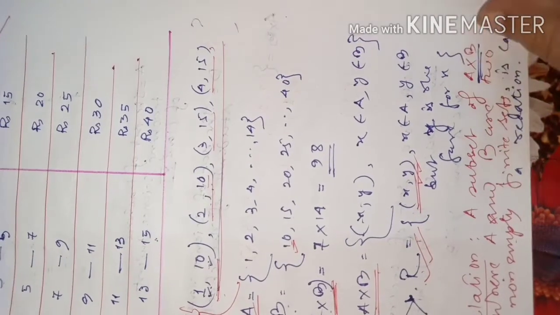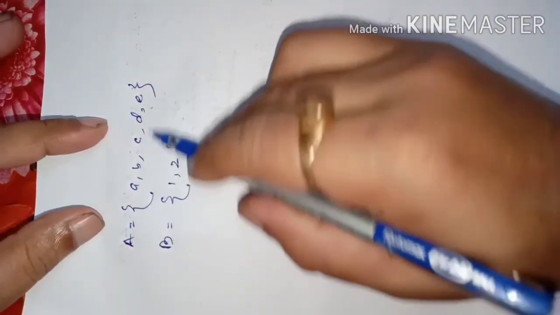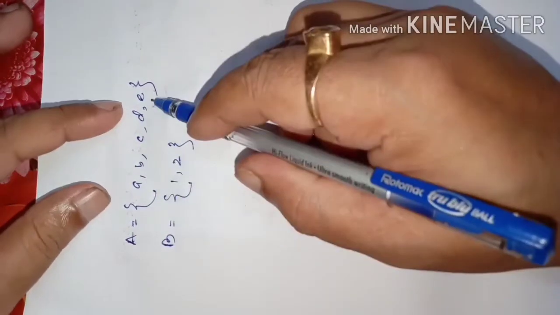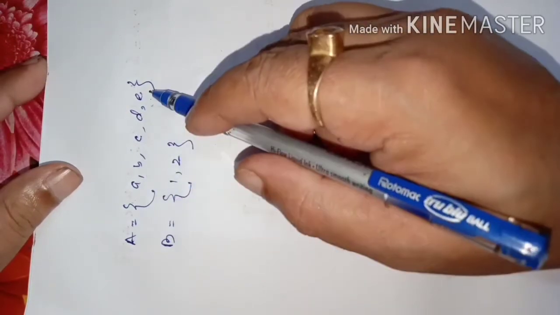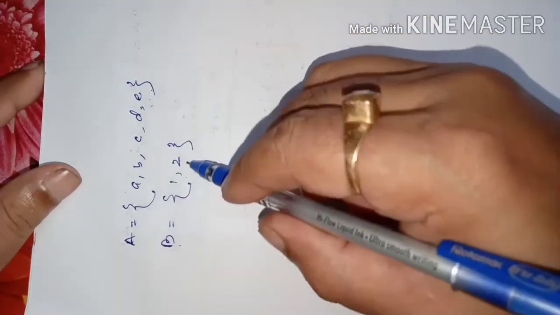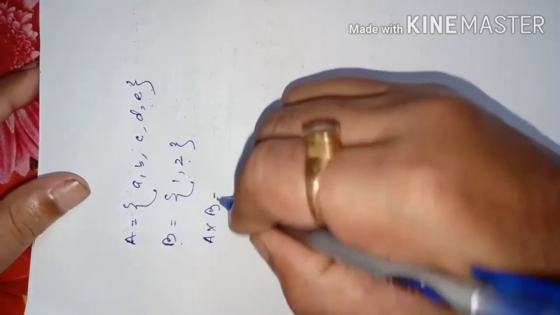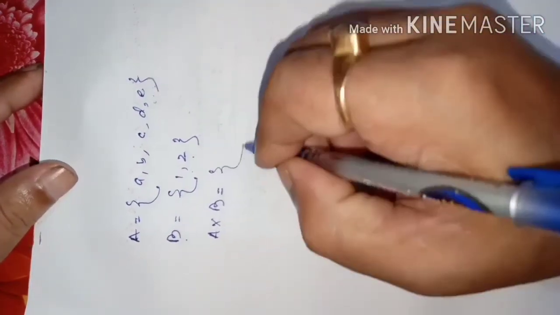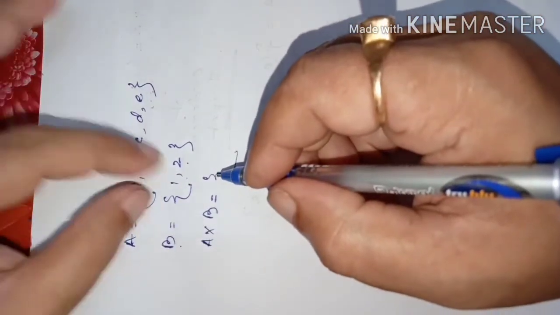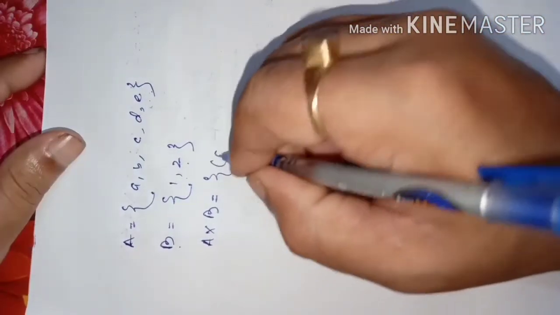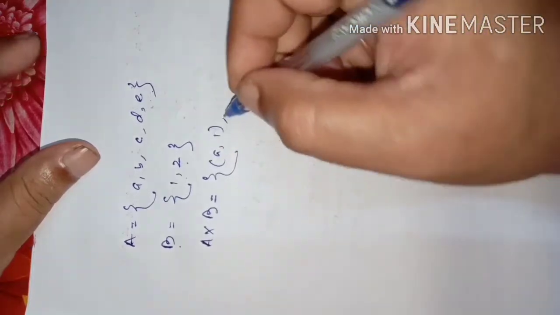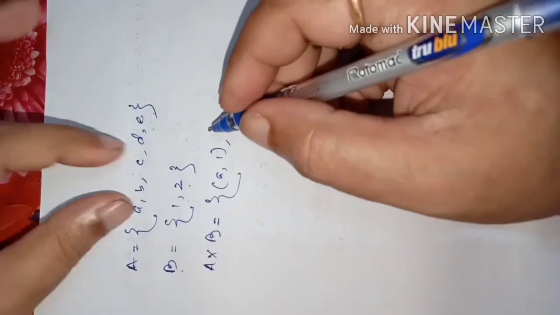One more example let us take. Think A is the set of the first 5 letters of the English alphabet. B is the set of 2 numbers, 1 and 2. Now when I ask you what is A cross B, you can easily say there will be how many ordered pairs? 10, because 5 times 2 is 10. I told you yesterday how to write these ordered pairs.